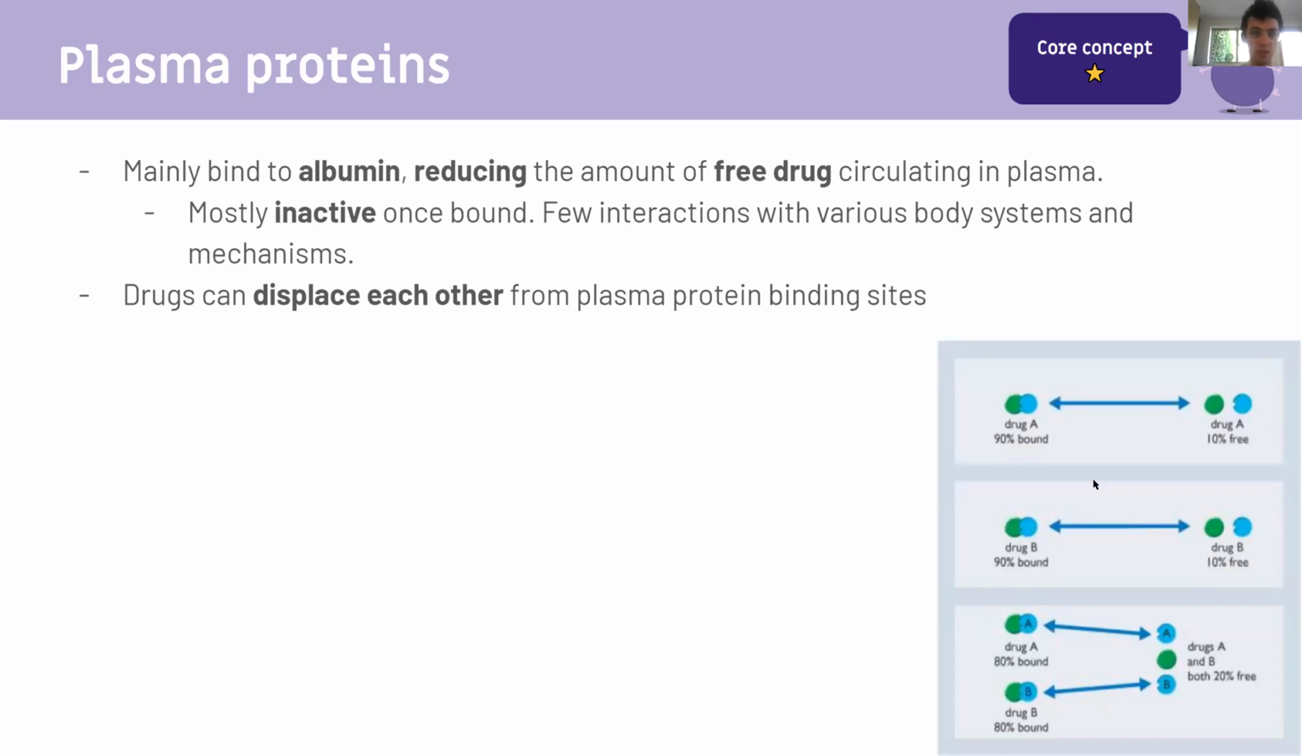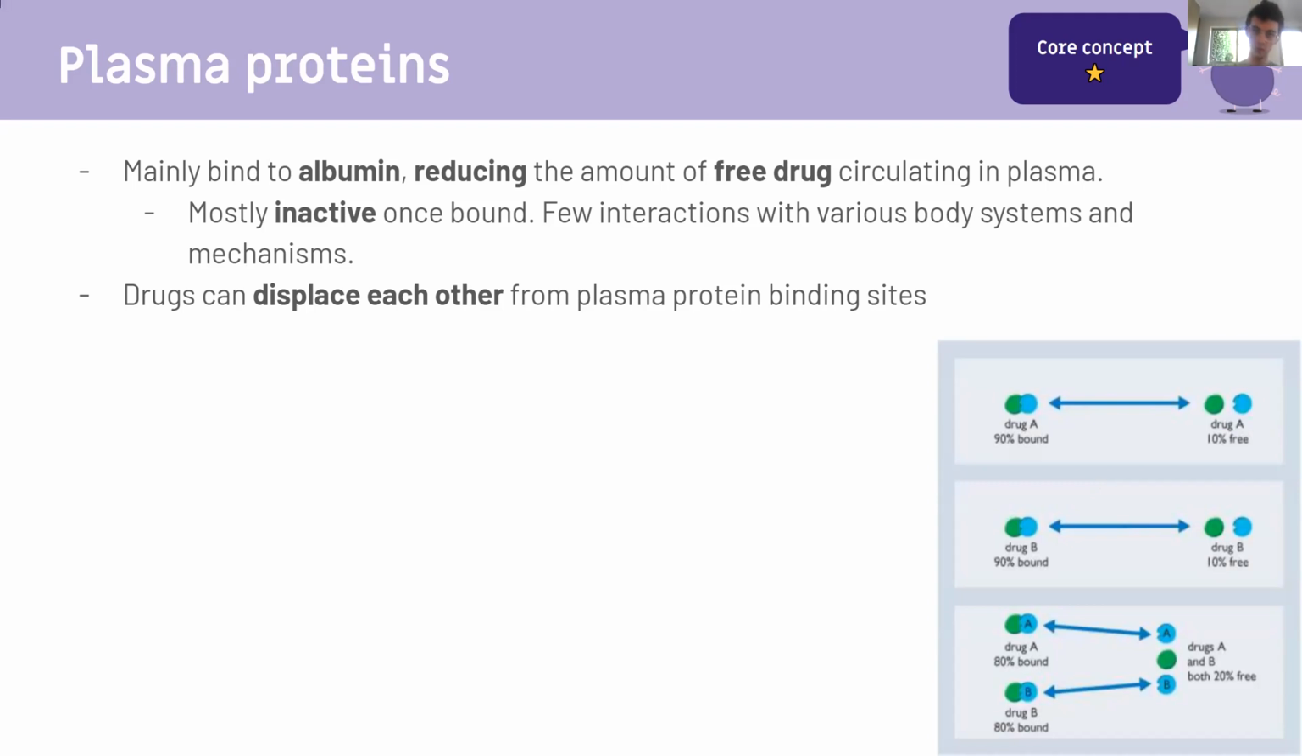Plasma proteins. The main plasma protein is albumin, and it reduces the amount of free drug circulating in the plasma. Once the drug is bound to albumin, it's essentially inactive, and it doesn't really interact with body systems. Here's an example here. So 90% of the drug is bound and it's not having an effect, and this reduces the concentration of systemic circulation.